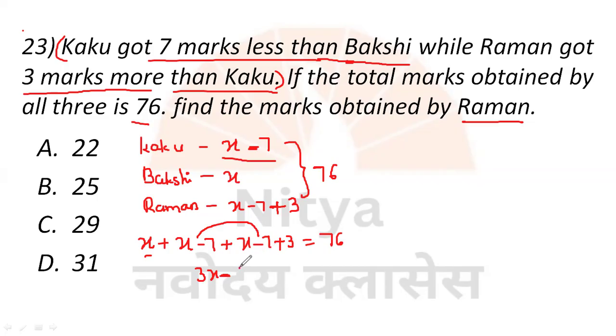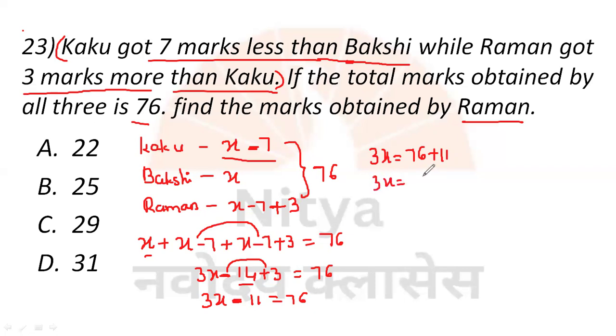So 7 plus 7 is 14, and plus 3, equal to 76, and 3x. Here it is minus, plus, minus, because the largest number's sign is minus, so you have to take a minus here, and 14 minus 3 is 11. Equal to 76. So see here, 3x equal to 76 plus 11, because when we transfer the minus sign to the right side, it becomes plus sign.